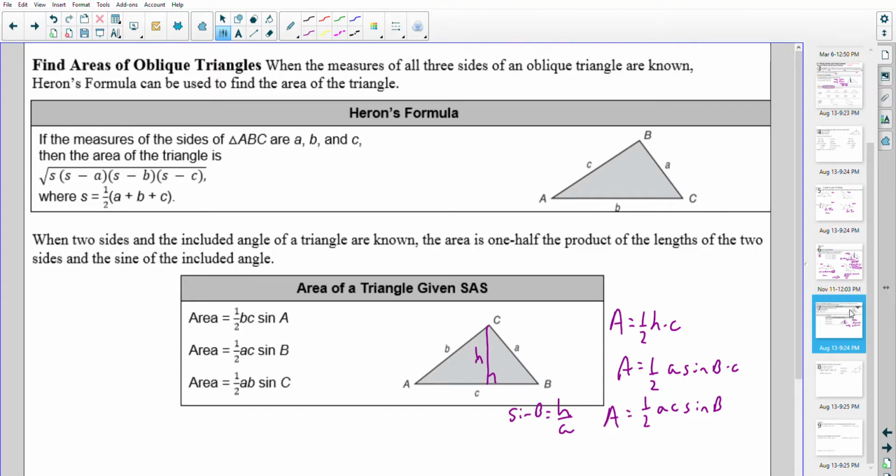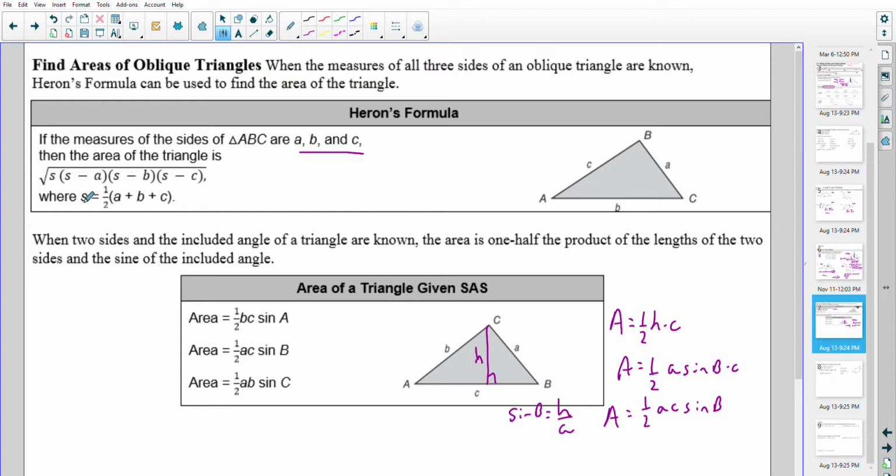Two ways to find the area of a triangle are by using Heron's formula and the trig area formula. Heron's formula is a way to find the area of a triangle if you're given all three sides of the triangle. And notice that you would have to determine the semi-perimeter. Semi-perimeter is 1/2 of the perimeter.